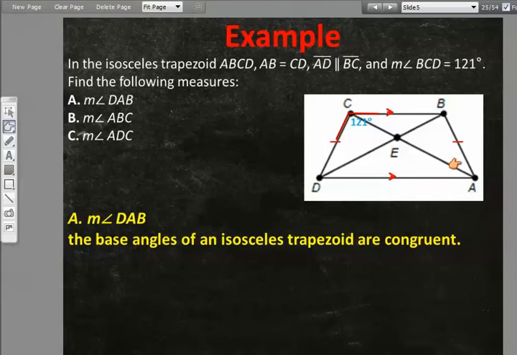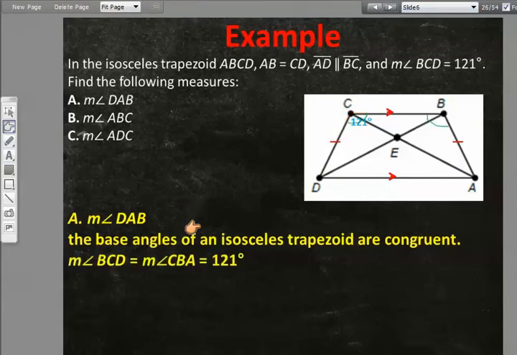Let's go ahead and work through the problem. We got the measure of angle BCD right here. See where I got my green line? That means it's going to be congruent to CBA. Since this one's 121, that means CBA is also going to be 121 degrees.